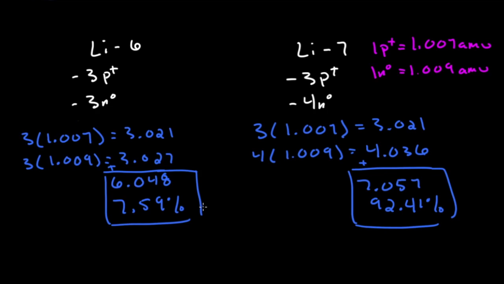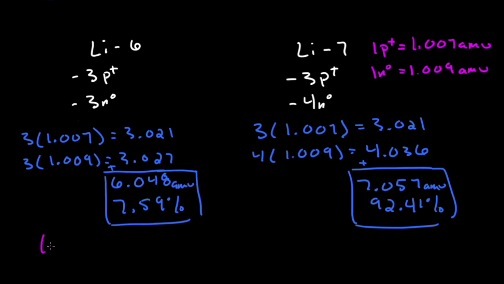And if we were to scoop up some lithium, 92.41% of it would have this atomic mass. So I'll put AMUs here, and we'll put AMUs over here. And what we want to do is get an average. So to get an average, I'm going to take this number here, convert it to a decimal, and multiply it by that number there.